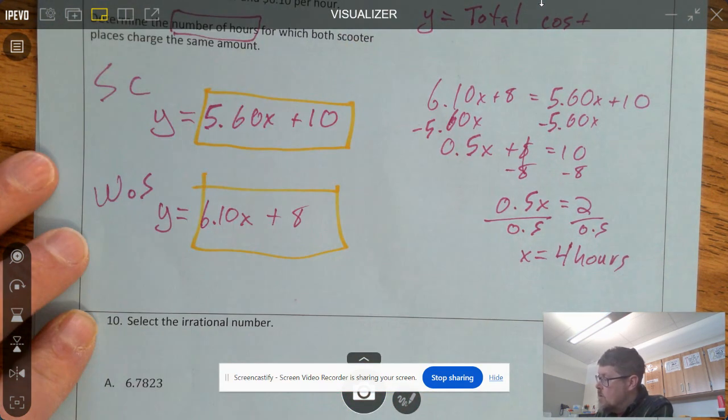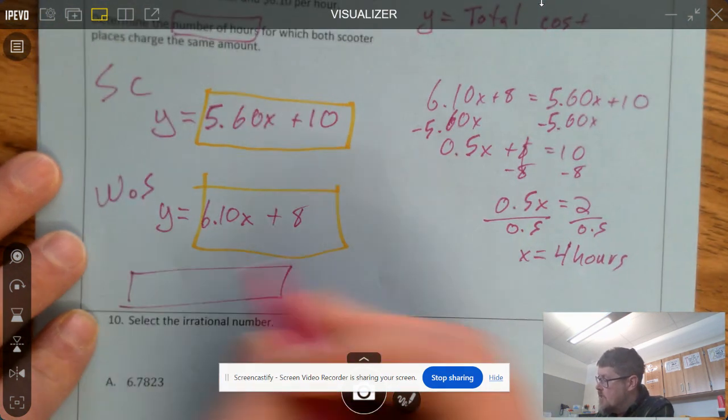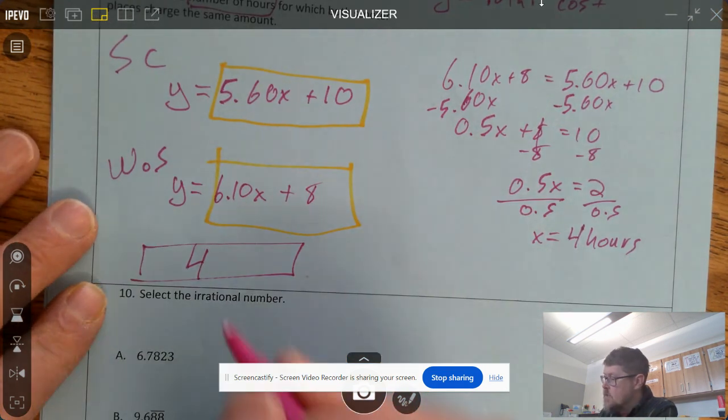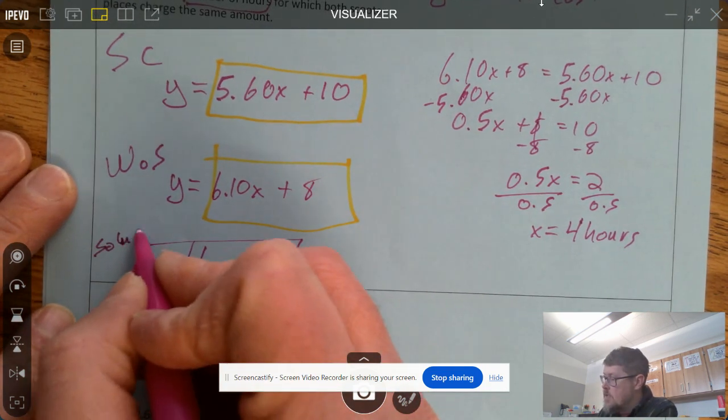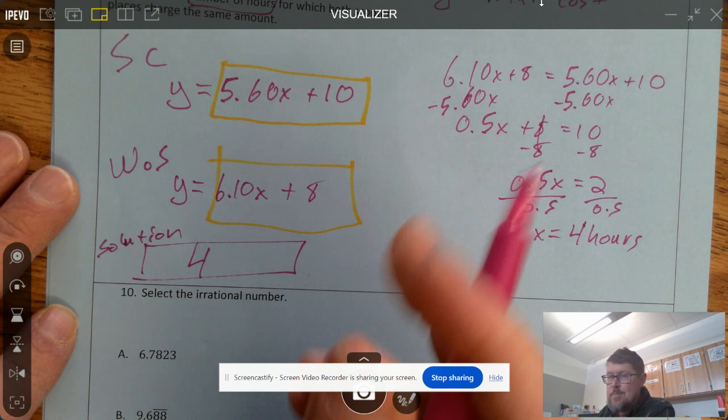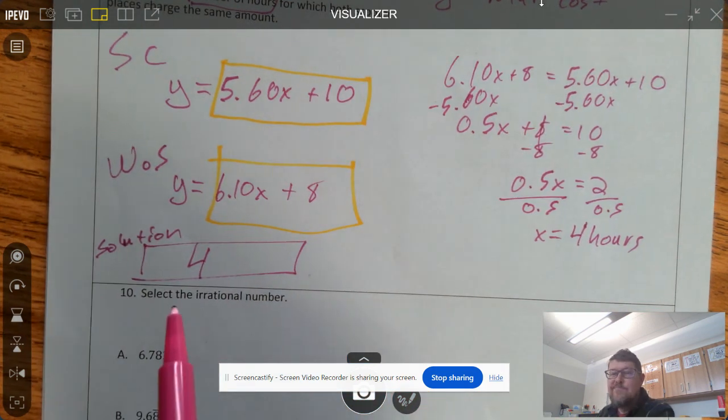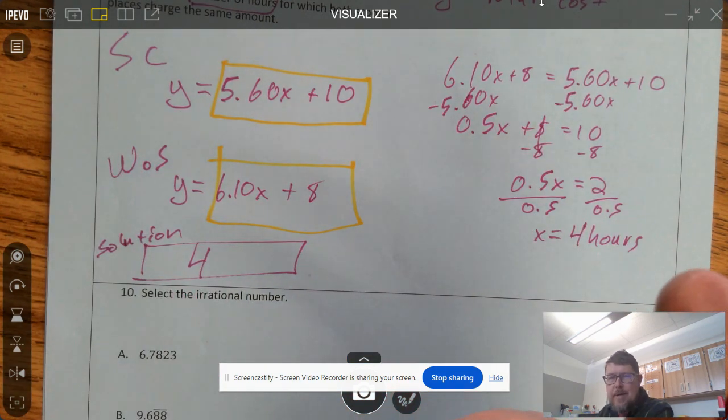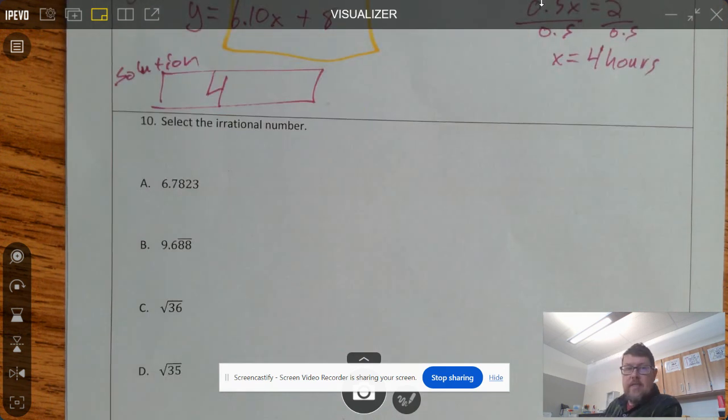Okay. So on the test, it's going to ask you to just put in the number. So that's what you're going to do, right? So that's your solution right there, is just to put it in that box. Technically, if you're going to write a sentence, it'd be like 4 hours is the time at which both scooters charge the same amount. So select the irrational number.